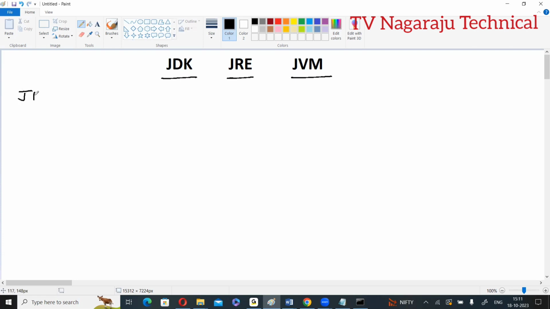In this session, we are going to discuss the difference between three popular terms in Java: JDK, JRE, and JVM. First, we are moving into JDK. JDK stands for Java Development Kit.